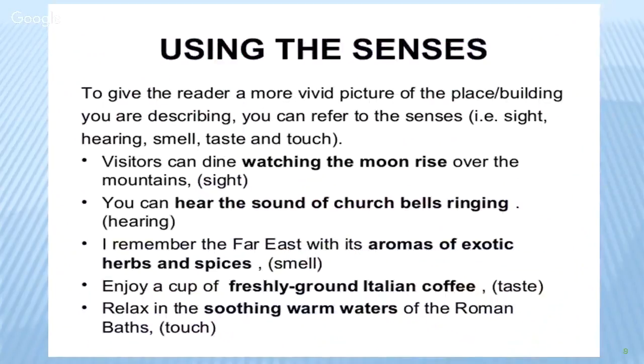Give the reader a more vivid picture of the place or building you're describing. You can refer to the senses. So ನಾವು all sense organs na ನಾವು use ಮಾಡೋ ಹಂಗೆ descriptive writing ಬರಿಬೇಕು. Visitors can dine watching the moon rise over the mountains. So ಈ ತರ ಒಂದು ಸೆಂಟೆನ್ಸ್ ಇದ್ರೆ ಇದು ಒಂಥರ ನಮ್ಮ ಕಣ್ಣಲ್ಲಿ ನೋಡ್ದಂಗ ಅನ್ಸುತ್ತೆ. Watching the moon rise ಅಂದ್ರೆ ನೀವು ಒಂದು ಮೂನ್ ರೈಸ್ ನೋಡ್ದಂಗ ಅನ್ಸುತ್ತೆ.